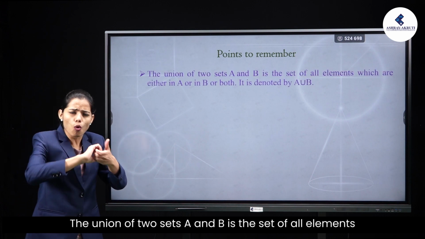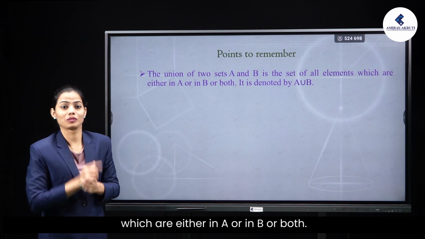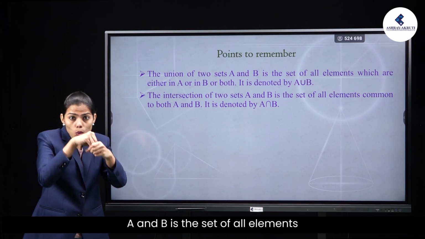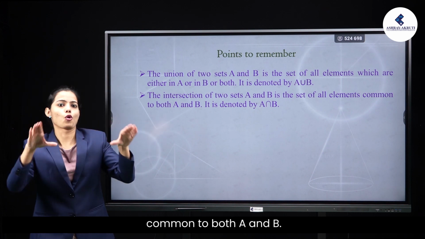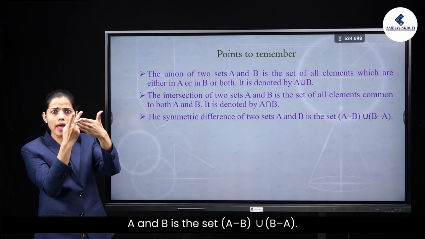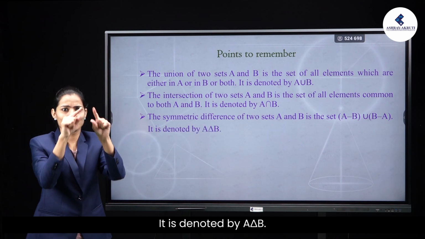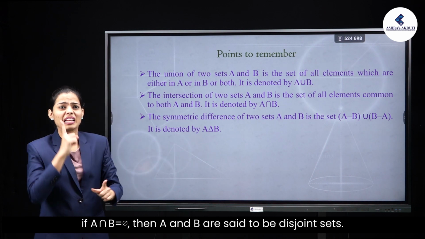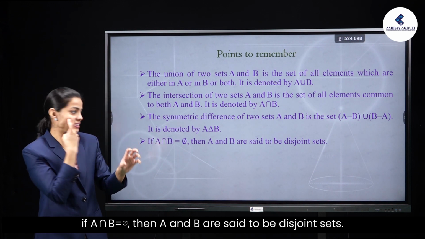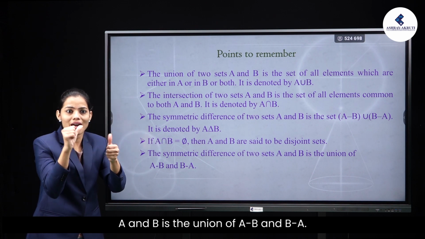Points to remember. The union of two sets A and B is the set of all elements which are either in A or in B or both. It is denoted by A ∪ B. The intersection of two sets A and B is the set of all elements common to both A and B. It is denoted by A ∩ B. The symmetric difference of two sets A and B is the set (A − B) ∪ (B − A). It is denoted by A Δ B. If A ∩ B = empty set, then A and B are said to be disjoint sets. The symmetric difference of two sets A and B is the union of A − B and B − A.